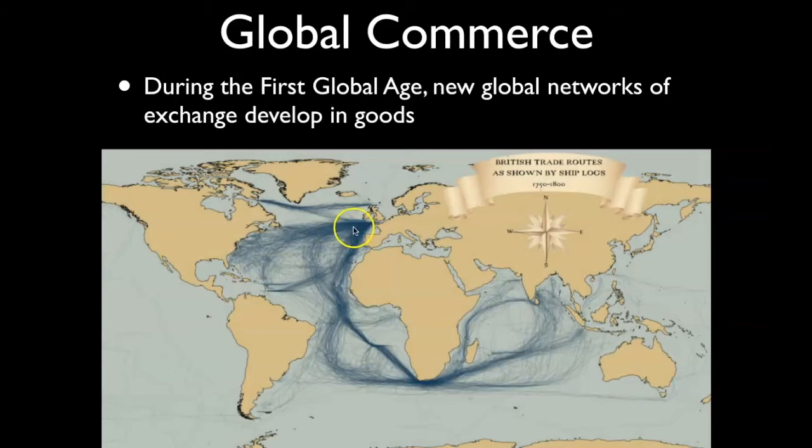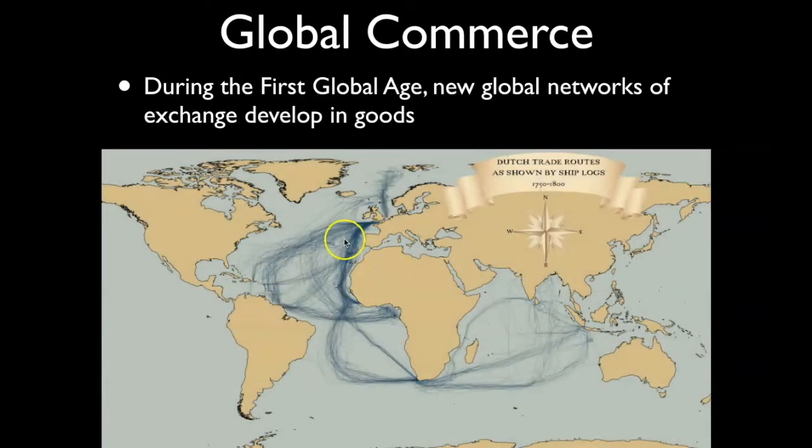This image shows British ship routes, so we can see the 13 colonies. The British are also coming over here into the Indian Ocean region, starting to do some colonizing in India by the time we get to 1750. And then finally, the Dutch are also coming around Africa, spending some time in the Indian Ocean region, starting to take control over Indonesia.